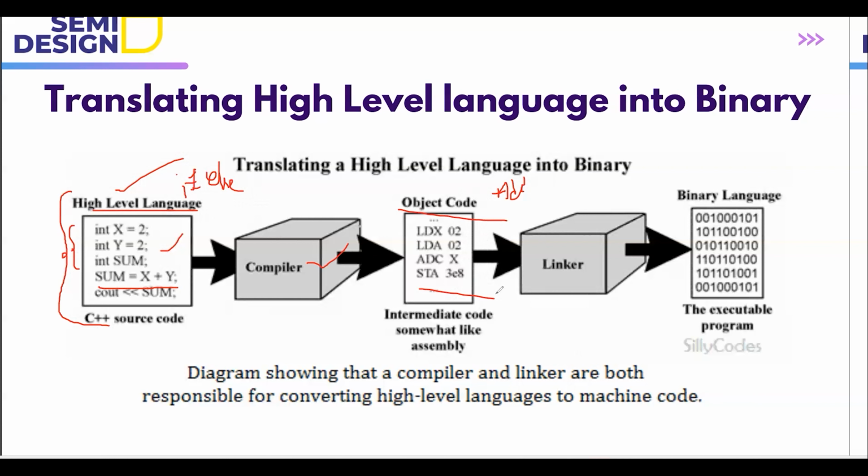After compiling, the assembly language must be converted into binary, which is understandable by the processor. The internal processor language, the assembly level language, will be converted into binary language by using the linker. So these are the main basic differences between assembly language and high level language. Everyone got the idea, right?